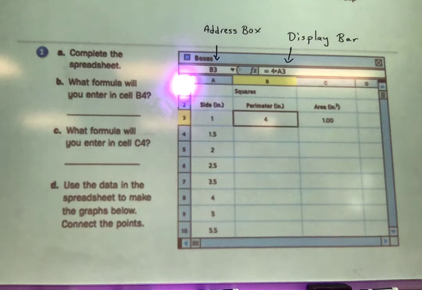Alright guys, on Exaslip 7.3, we're dealing with setting up some spreadsheets and being able to program formulas when there's changing values and doing that in a spreadsheet so it'll do it for us. Okay, so let's review some terminology here.